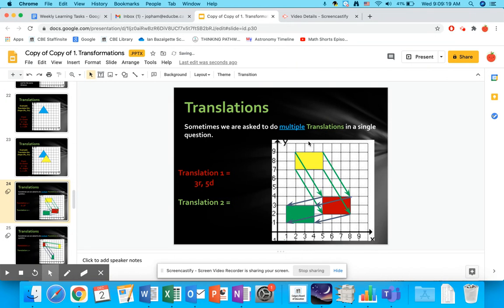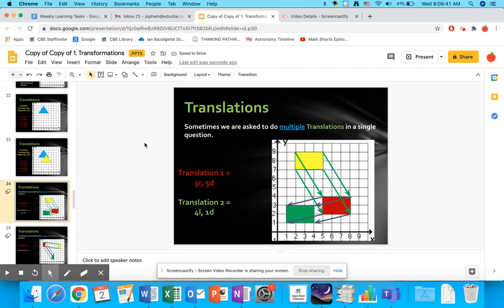And then the second one, it goes from red to green. So again, let's just pick the same corner and let's see how much it moved this time. It moved 1, 2, 3, 4 to the left and 1 down. 4 left, 1 down.